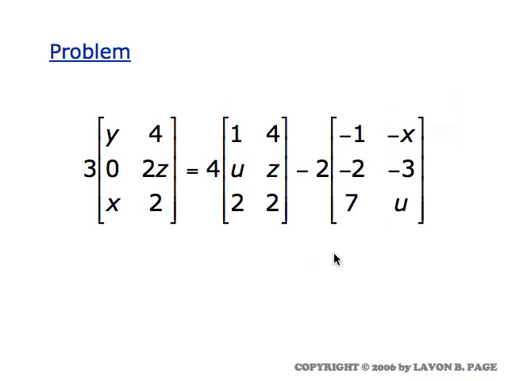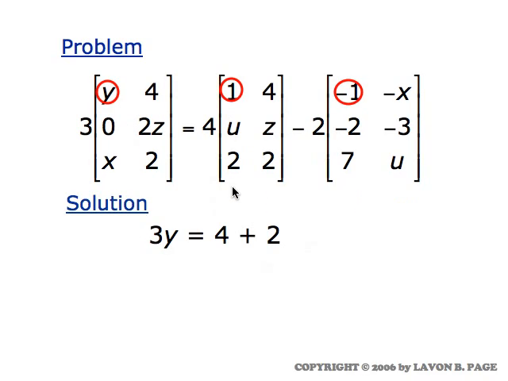Here's a problem that involves some symbols which represent numbers that are unknown to us. We have 3 times the matrix on the left, which has 3 rows and 2 columns. And then on the right we have an expression involving multiplying 2 matrices times numbers and then subtracting them. So let's see what we can deduce about these unknown numbers. We have an X, a Y, a Z, and here we have a U. So let's see what we can determine about those unknowns.